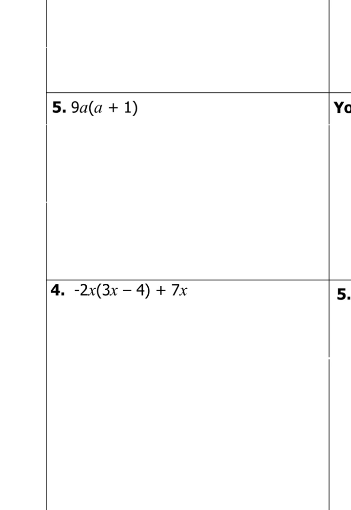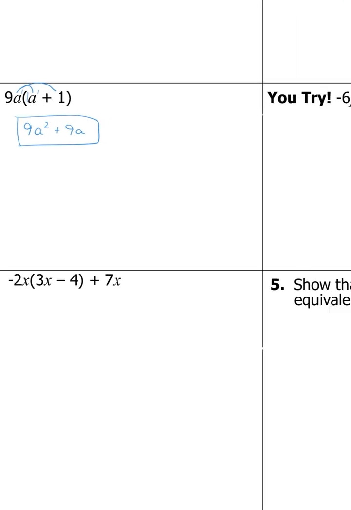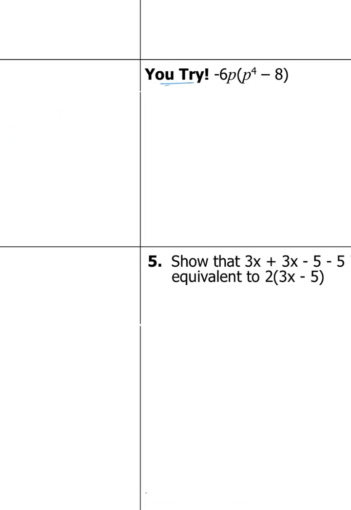All right. Here I'm going to do 9a times a. So 9 times 1 is just 9. A to the first and a to the first, I add those and I get a squared. Then 9a times 1 is just 9a. Okay, you try this one and come check it with me when you're done.